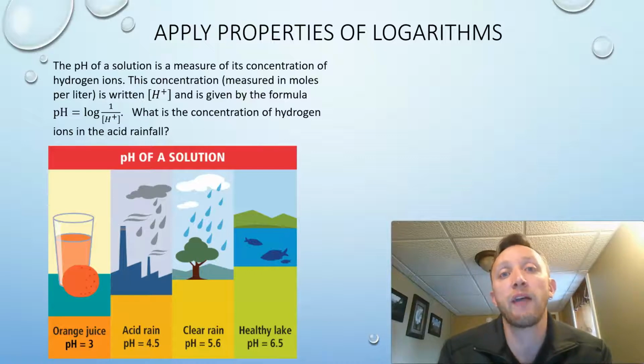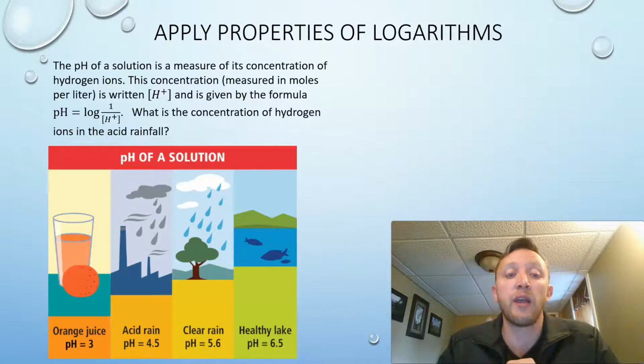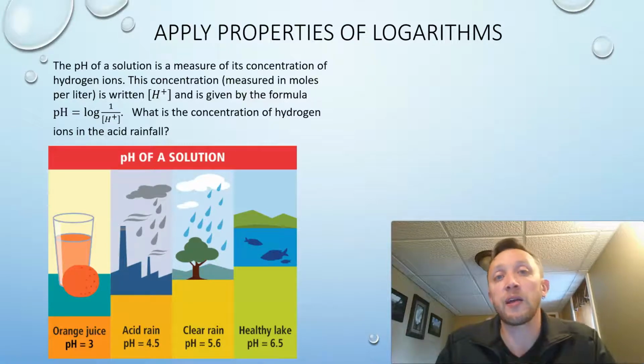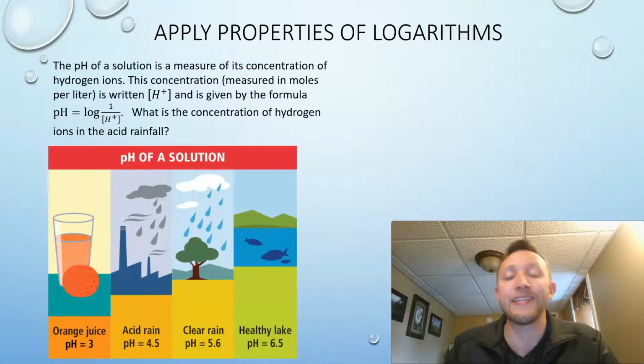Okay, so here, in this diagram, we have 4 different scenarios. They gave us the pH of orange juice is 3, the pH of acid rain is 4.5, the pH of clear rain is 5.6, and for a healthy lake, the pH is 6.5. The orange juice is most acidic, versus a healthy lake that is least acidic, and so has a higher pH value. All right, so we want to figure out what's the concentration of hydrogen ions in acid rainfall. Okay, so here's what we're going to do.